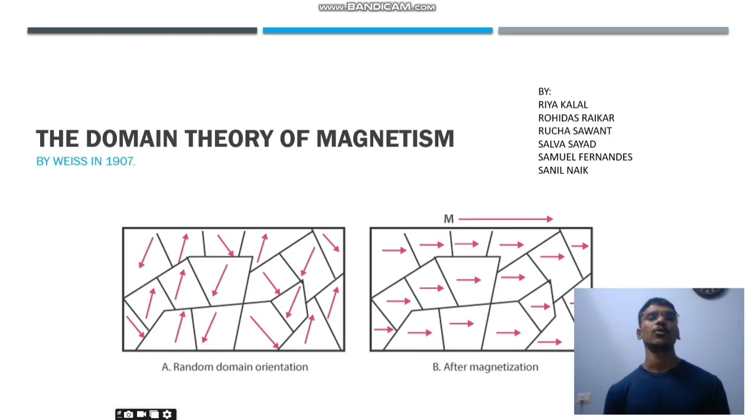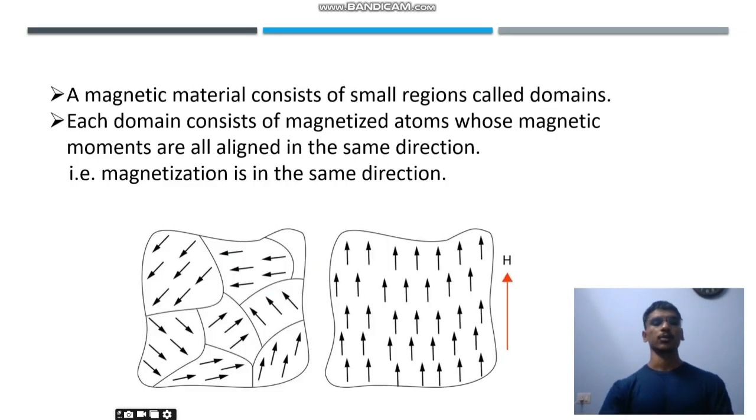Hello everyone, we are going to explain the domain theory of magnetism. It was given by Weiss in 1907. It states that a magnetic material consists of small regions called domains. Each domain consists of magnetized atoms whose magnetic moments are aligned in the same direction. That is, magnetization is in the same direction.